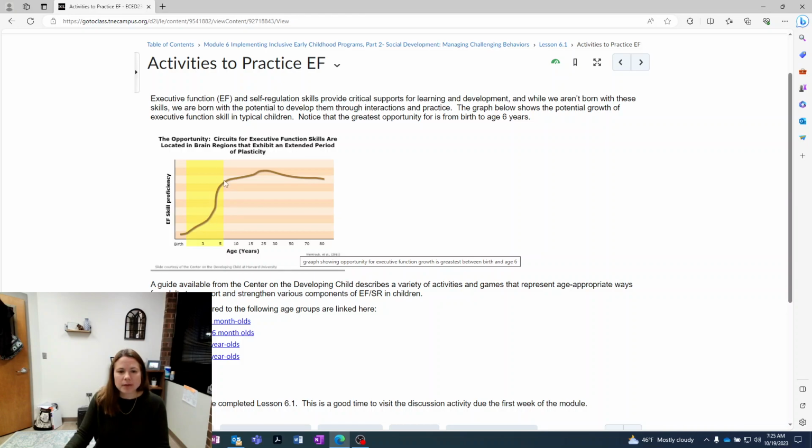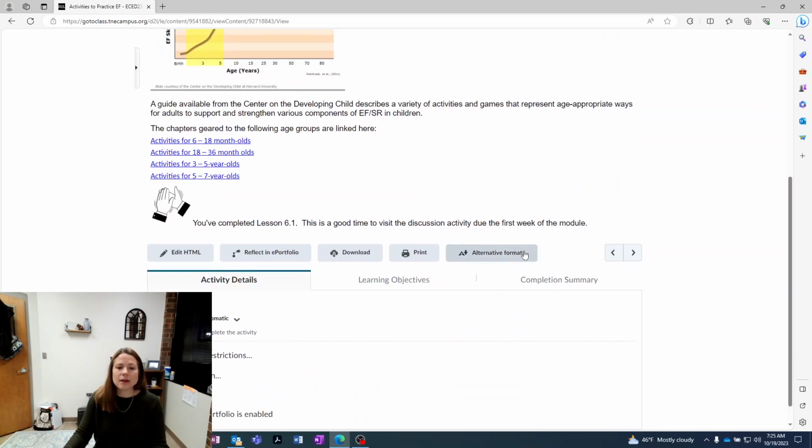So you'll see probably around 6 years right here. This is where we see visually, wow, we really have to do our job here because this is where they're gaining the most of those skills. This is the greatest opportunity before they reach age 6. So that is a great visual for you.